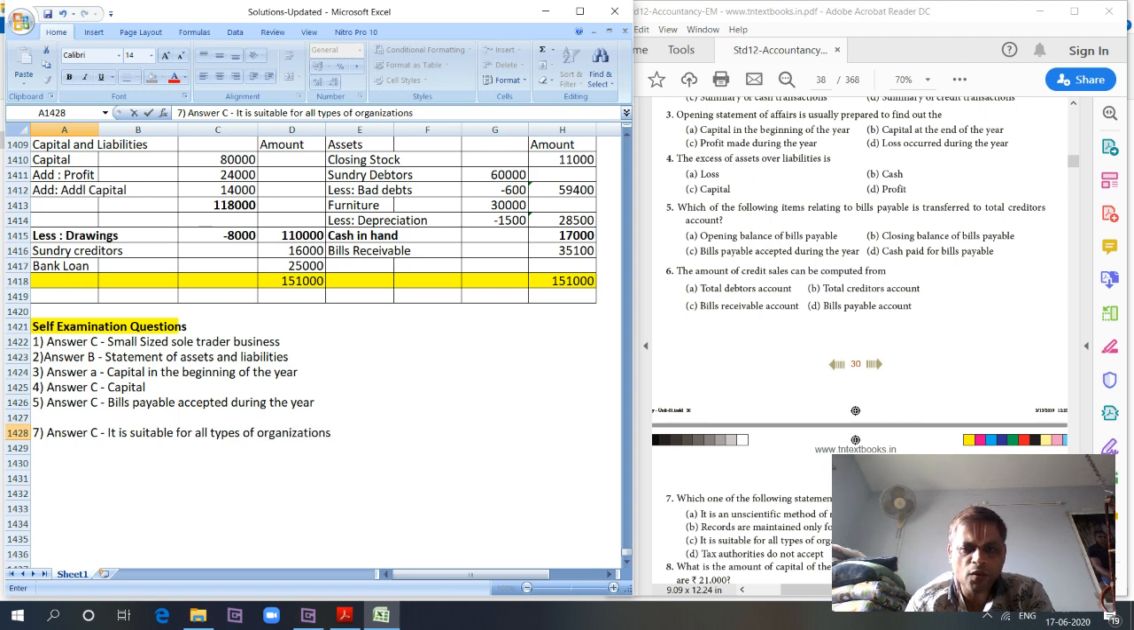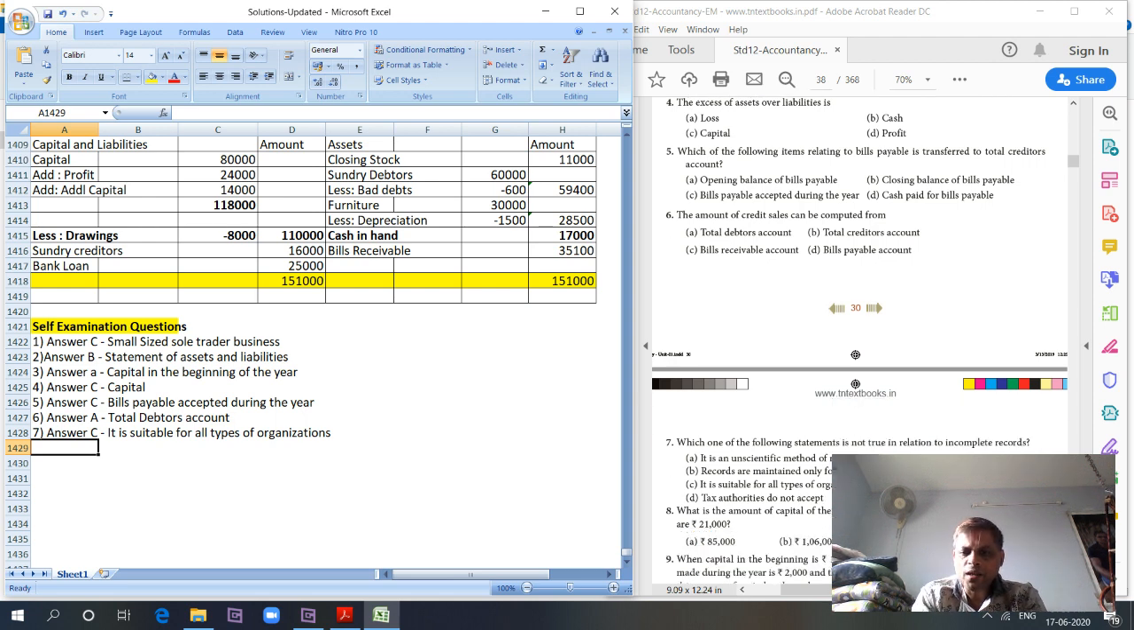It is not suitable for, what is option 4? Tax authorities do not accept. Yes, tax authorities do not accept. So A, B and C are true. C is not true. It is suitable for all types of transactions. No, it is not true.